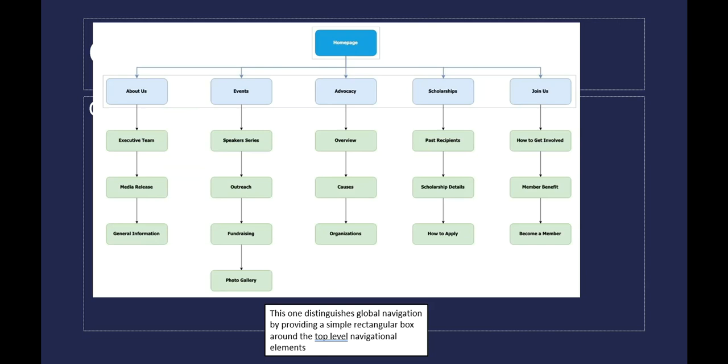For another example here, again, this is fairly straightforward. Again, 3 levels, very, very plain to see. We have home page, and then the second nav level: about us, events, advocacy, scholarships, and join us, and then all the items that then fall under that one. This one shows global navigation by providing a simple rectangular box around the top level navigational elements, as you can see there. So it's fairly clear.